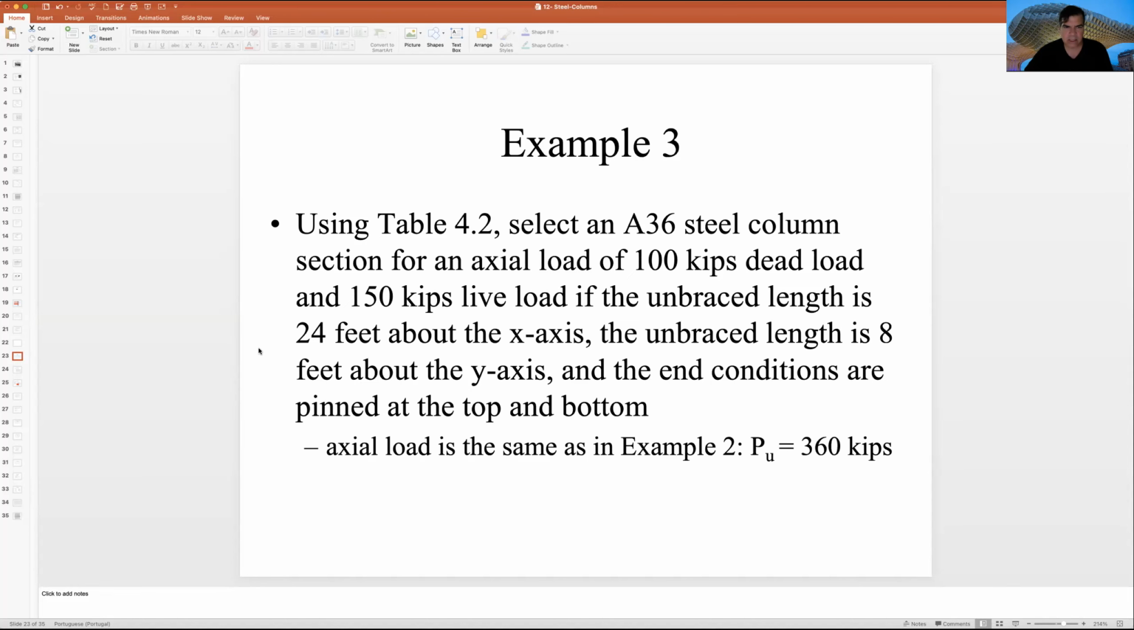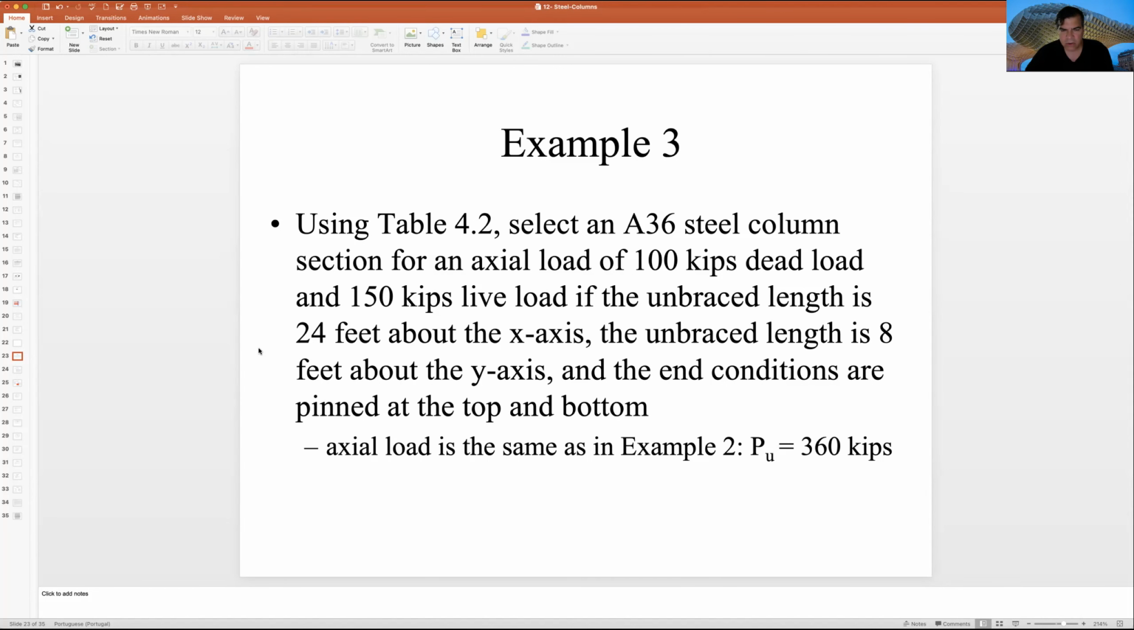And we will look at the last example, that is example number 3. In this, we will also select an A36 steel column section for an axial load of 100 kips dead, 150 live, and the unbraced length is 24 feet about the x-axis, and the unbraced length is 8 feet about the y-axis. Well, 24 is bigger, we will choose 24. We understand that that is our worst case. And end conditions are fine at the top and at the bottom.